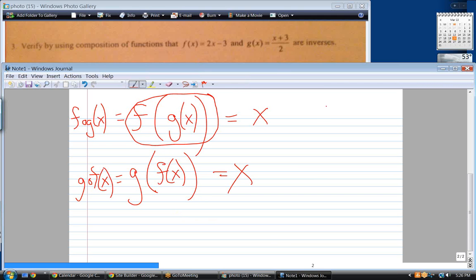So, if f of x equals 2x minus 3, what is f of 2 equal to? One. Okay. So we know what to do when we put something other than x in the parentheses. So now what is f of, instead of g of x, I'm going to write what g of x is. So that's the thing that has to be equal to x. What is f of x plus 3 over 2?